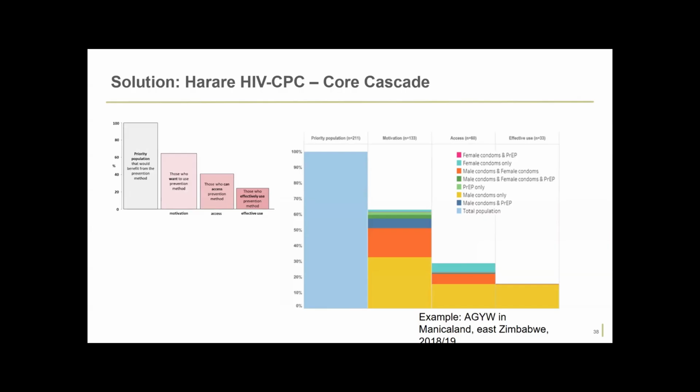So it means as we move on, we are going to find out why the bars are getting smaller, and out of those, which particular prevention methods and what proportion are motivated to use that particular prevention method, and how many can access it and use it effectively. For example, in this one, you can say the male condoms only is the one that has been effectively used out of all other prevention methods.